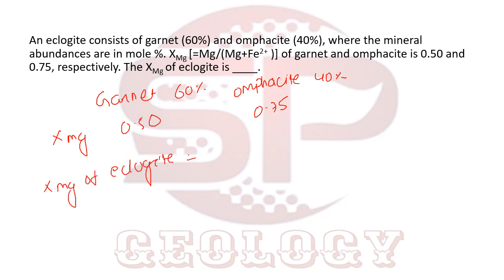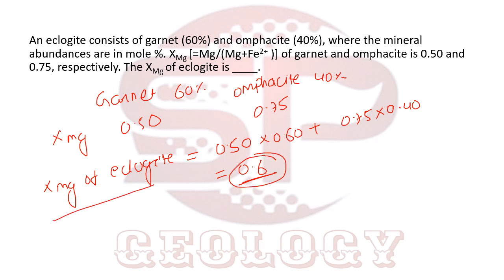It will be the XMg of garnet and its proportion, plus the XMg of omphacite and its proportion, which is 0.6. So the XMg of eclogite will be 0.6. So the answer is 0.6.